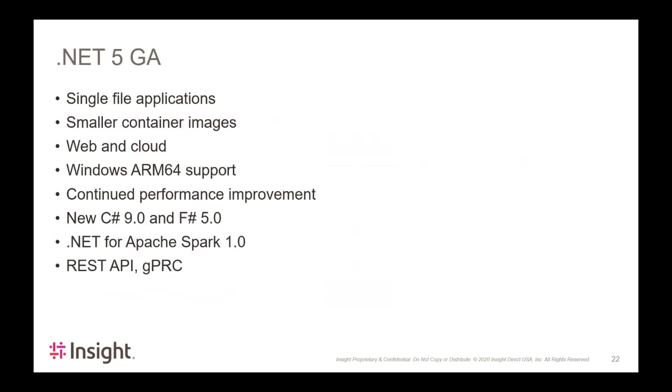Now, today is GA. While at Ignite it was released as a release candidate, RC. Today, very good, it's GA. You get native web support, smaller container images, support for the Windows ARM64 compiler, as well as the new language features, C# 9 and F# 5. And it also starts to support Apache.